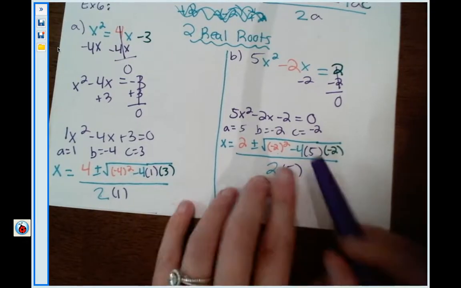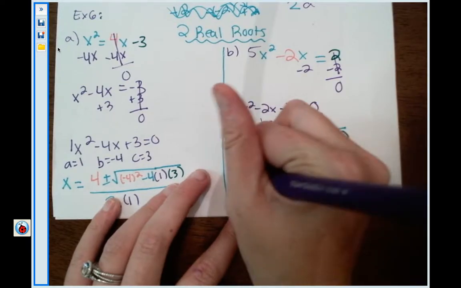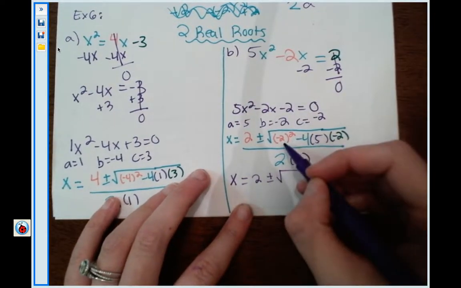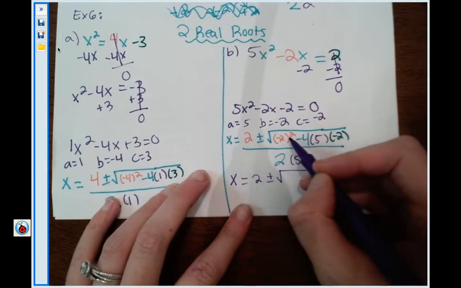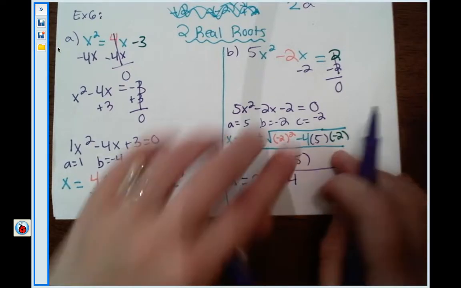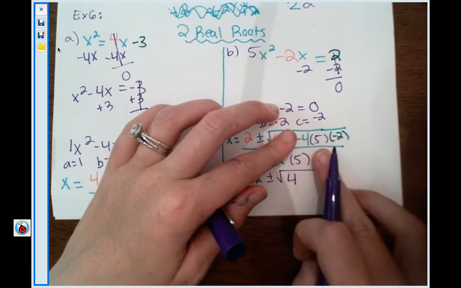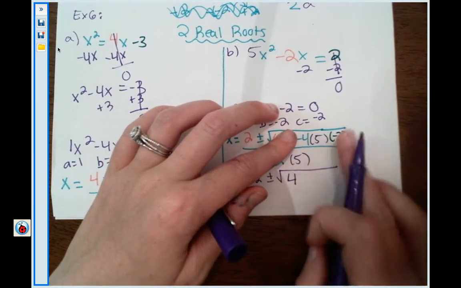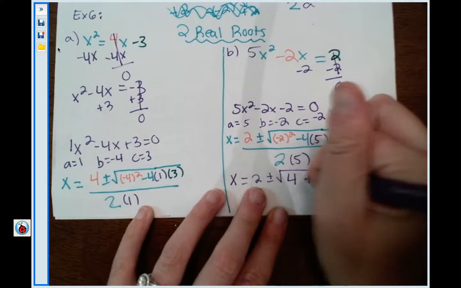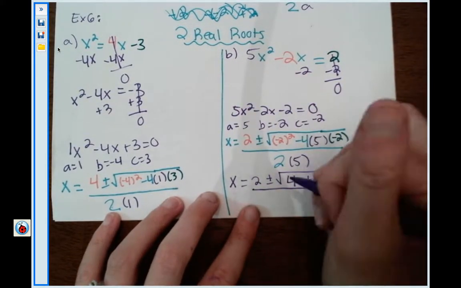Okay, so again, I like to tackle the square root first, so let's start there. So we have x equals 2 plus or minus the square root of negative 2 squared. Negative 2 times negative 2 is positive 4. So I have 4. And then remember, the negative is attached to the 4. So negative 4 times 5 is negative 20. And negative 20 times negative 2 is positive 40. Holy hot dog, right? And then all over 2 times 5, which is 10.